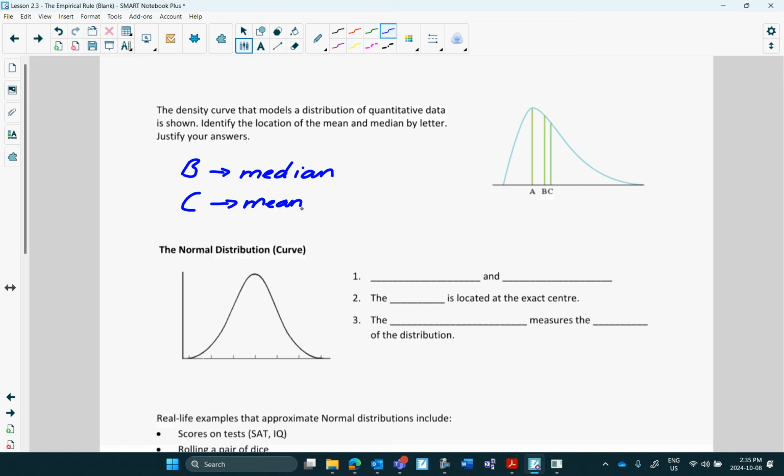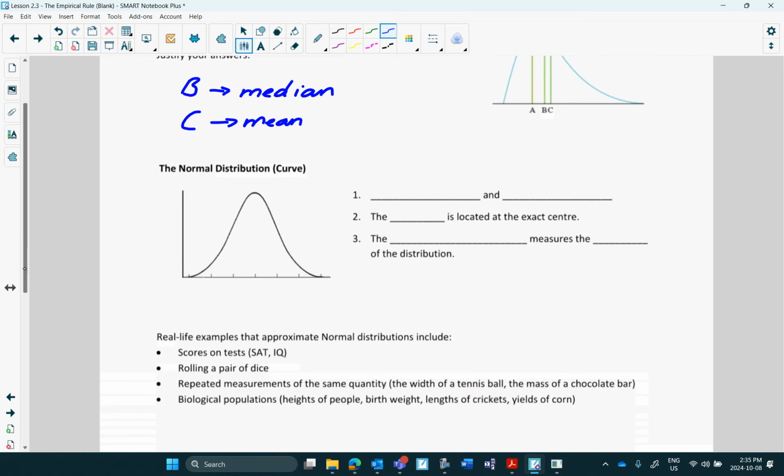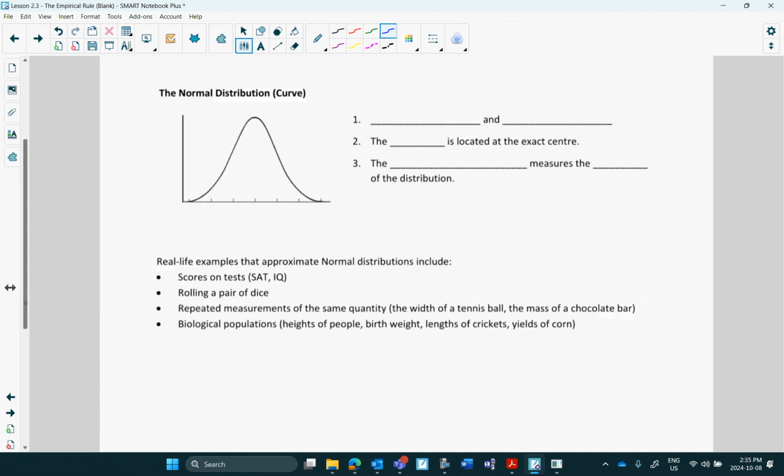Okay. Now we're going to focus on this one, the symmetrical one, because it describes a lot of what happens in real life, as I said. So it looks like this. A lot of times this is called the bell curve, because we say not only is it symmetric, it's bell-shaped.